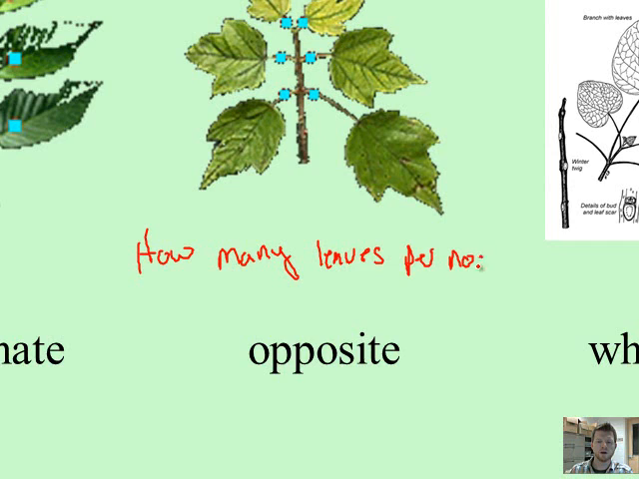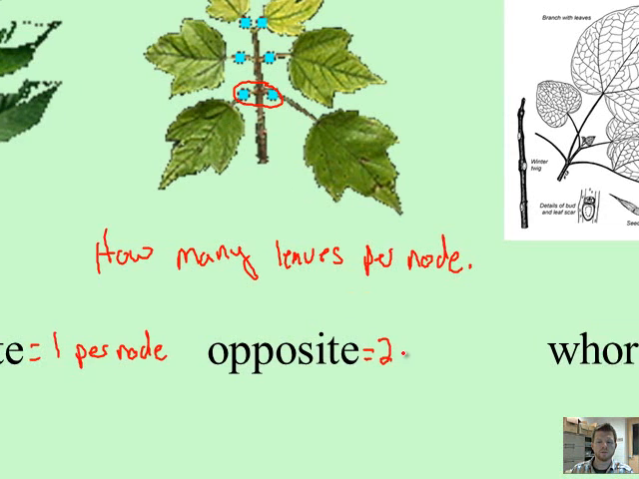And a node is simply the location where leaves attach to the branch. Okay? So alternate leaves have one leaf per node. Opposite leaves, you can see they're opposite of one another, so they have two per node.